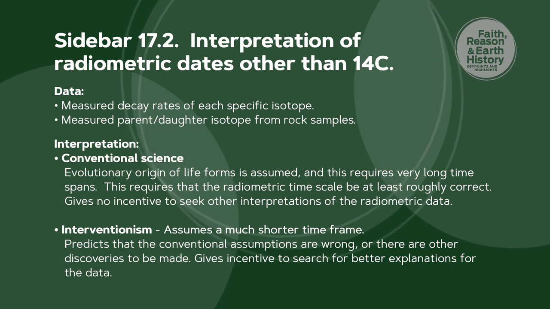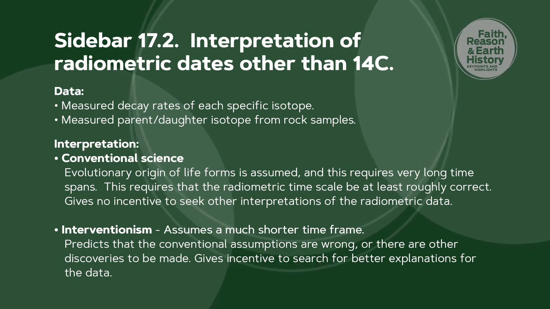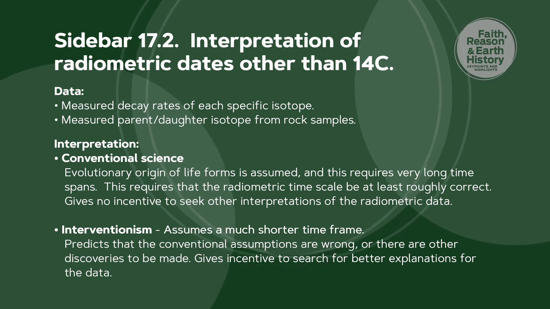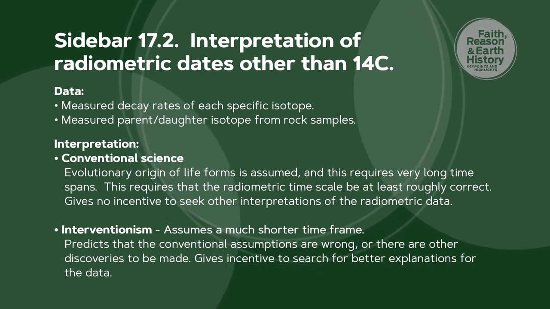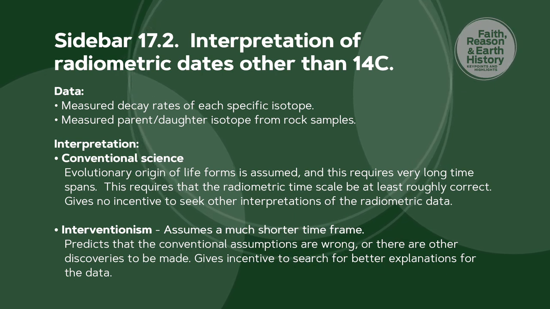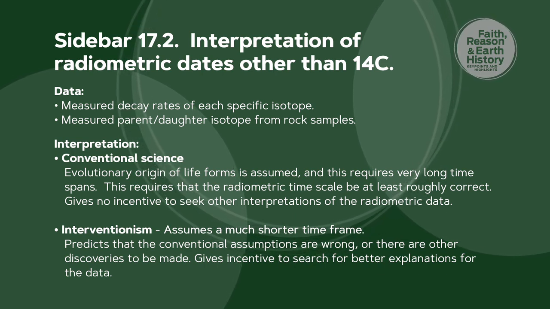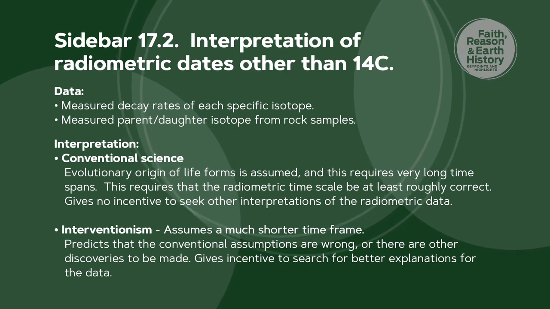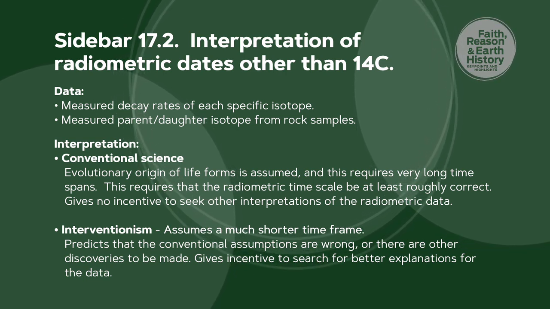In your book, there are sidebars that help to explain many different things. And so we'll just look at the sidebar for radiometric dates, other than carbon-14. First of all, data. You can measure the decay rates of each specific isotope. And we can measure the isotope ratios from rock samples. Those are our data. Okay, how about the interpretation?